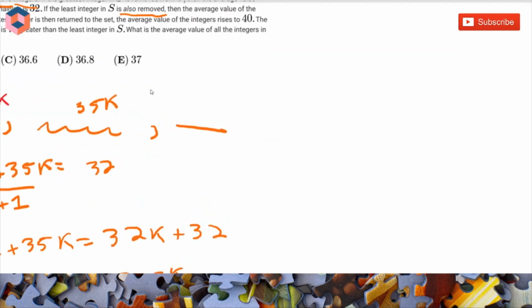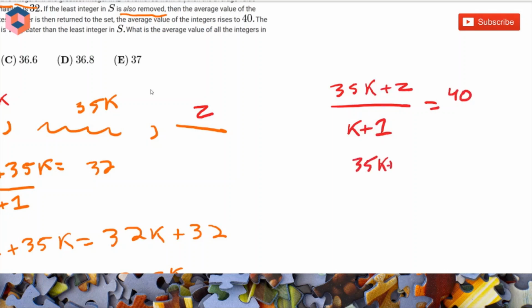So we have that 35k plus, let's let this one equal z again, 35k plus z over k plus 1, since that's the total number of terms, is equal to 40, or 35k plus z equals 40k plus 40. Subtracting 35k from both sides, we get 5k plus 40. So this term is 5k plus 40.